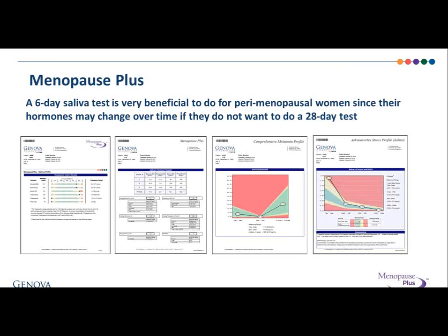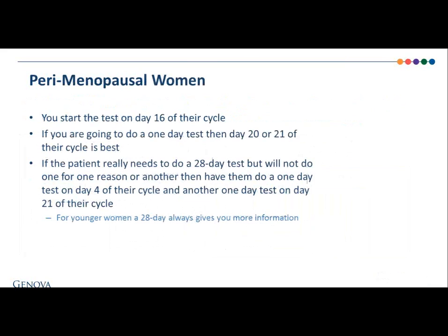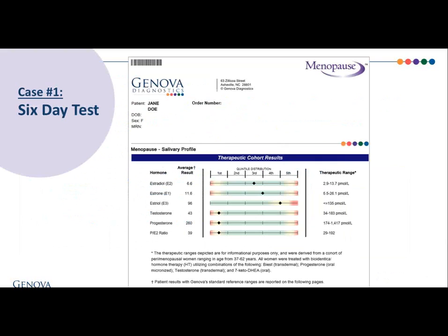I do this test and I start it on day 16 of the cycle. So 16 days after she starts cycling, and the reason for that is because that way we can catch ovulation. If you are going to do a 1-day check, then that should be day 21 of the cycle. So perimenopausal woman. With this perimenopausal woman, here we have the 6-day test. You can see here the therapeutic range, and that's the therapeutic cohort, looking at patients that are already on hormones, so you know where your patient stands in relationship to other patients who we looked at.